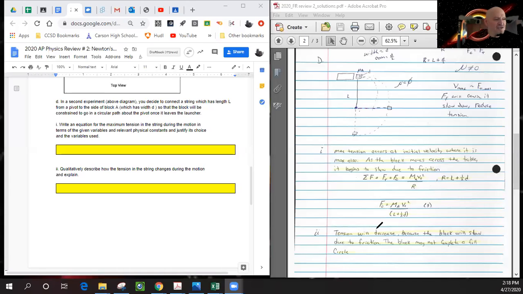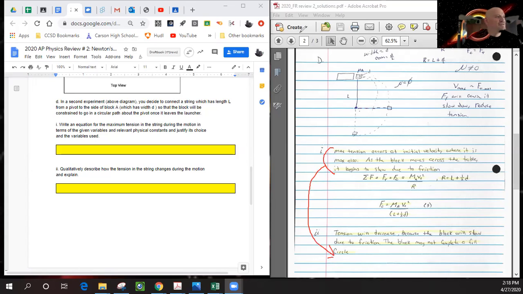Okay, tension will decrease because the block will begin to slow down due to friction. The block may not complete a full circle, but we may want to add that maximum tension only occurs at initial velocity, where it is maximum also. Okay, so those are some ideas that you want to include in your description here. In fact, I may want to add this part down here as well.